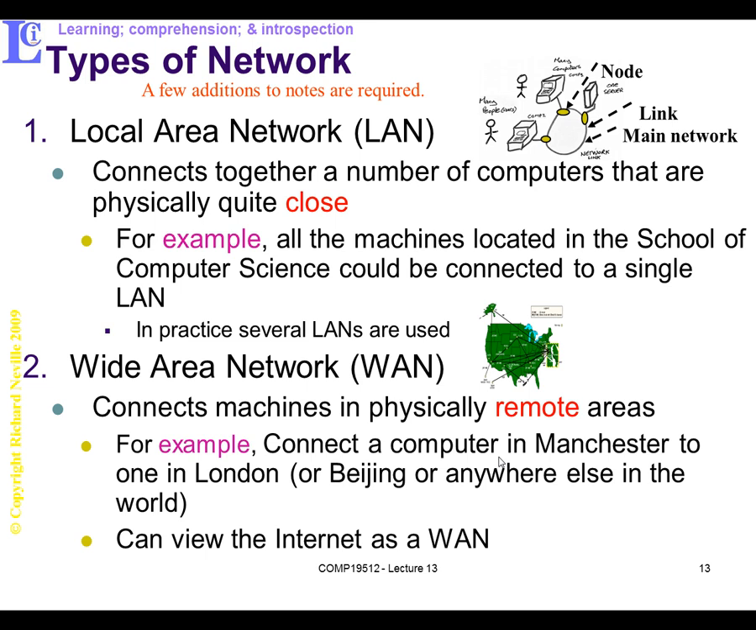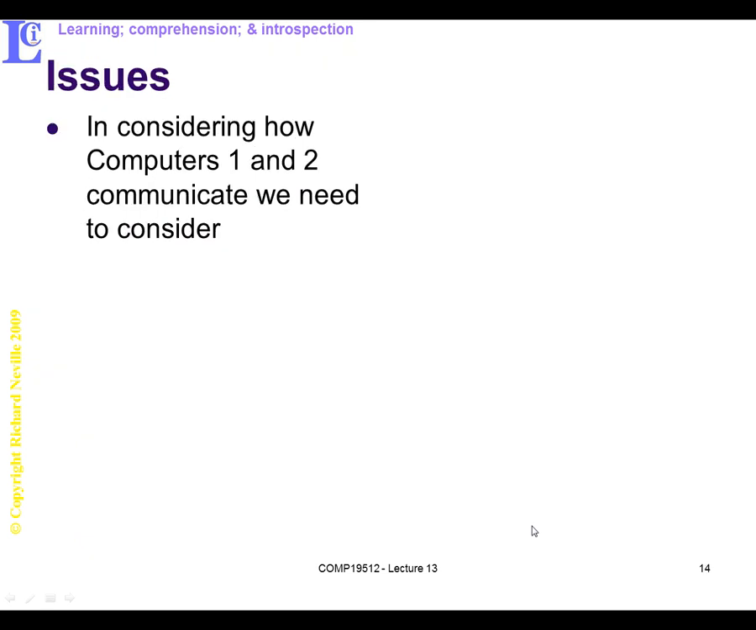So is the internet a wide area network? Well, maybe not. Maybe the internet is a number of wide area networks connected together by things called backbones, which are actually fiber optic communication channels. So we might talk about that a bit later.